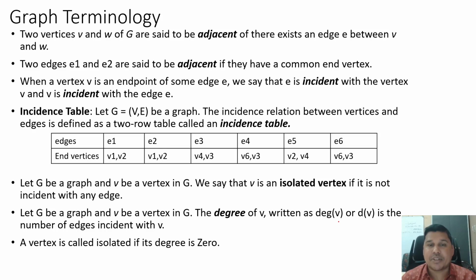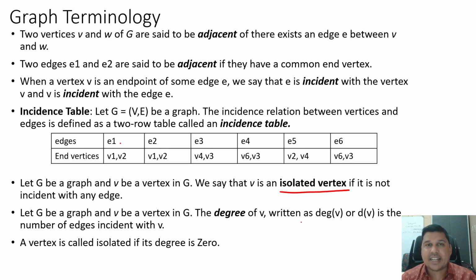An incidence table helps us in drawing the graph, or a graph can be written as an incidence table. Here we give the edges and we also give the vertices which are forming each edge. If you can write such a table, that is called an incidence table. The next concept here in graph theory is the isolated vertex.